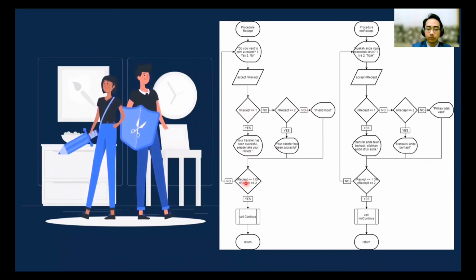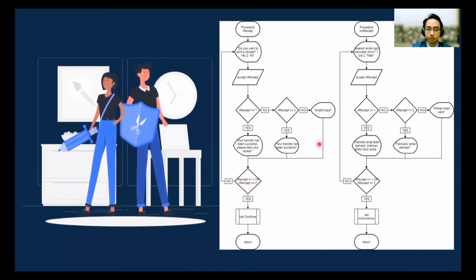And then it will check if end receipt is equal to 2 or end receipt is equal to 1. If it's false, it will display again, do you want to print a receipt? Until this statement is true. If this statement is true, it will call continue and then return.